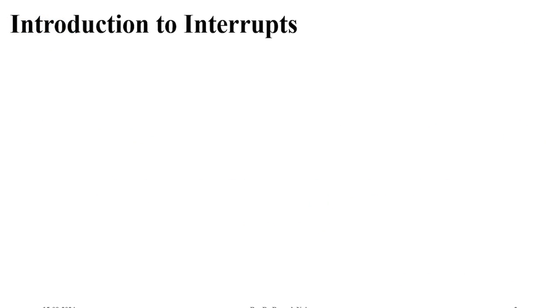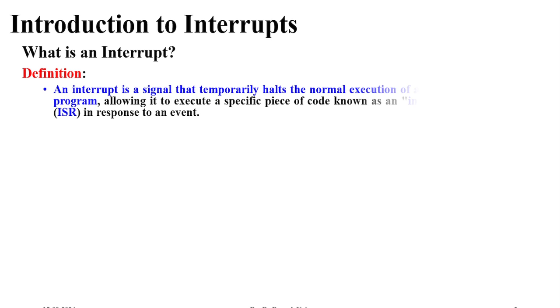So first of all, let us understand the concept of interrupts. By definition, an interrupt is a signal that temporarily halts the normal execution of the microcontroller's main program, and it allows the microcontroller to run a small code which is known as an interrupt service routine, or ISR, in response to any event. This event can be internal or external.